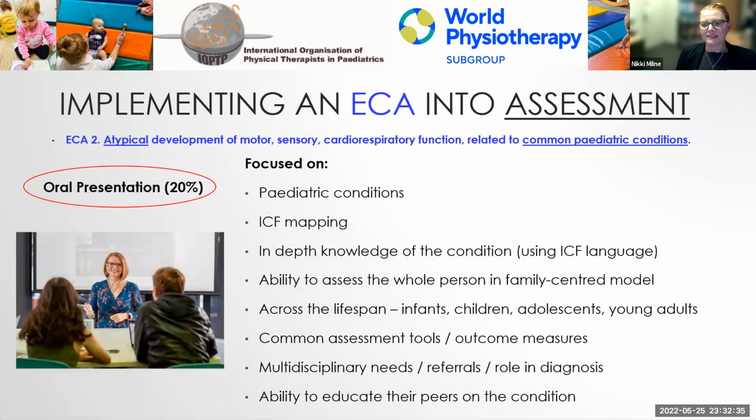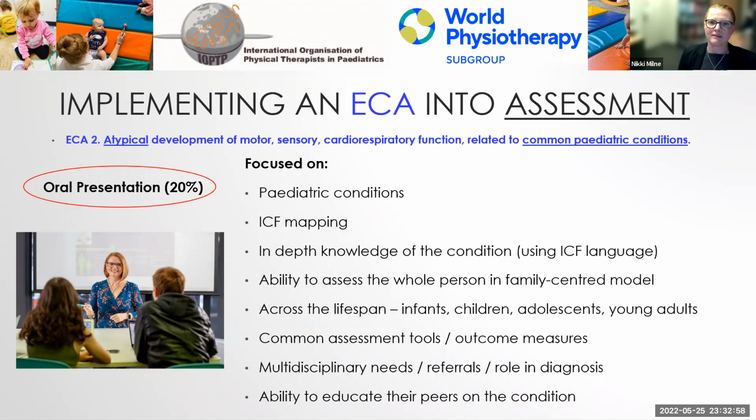And the last piece of assessment that we do is an oral presentation. So we are asking the students to identify a particular condition that hasn't been covered in our subject. And about half of our students will do a paediatric focused seminar or presentation. The other half do adult oriented seminars. And then we ask them to do ICF mapping.